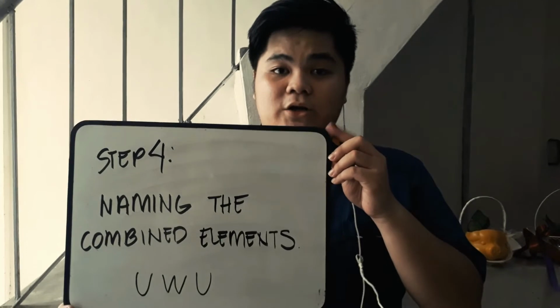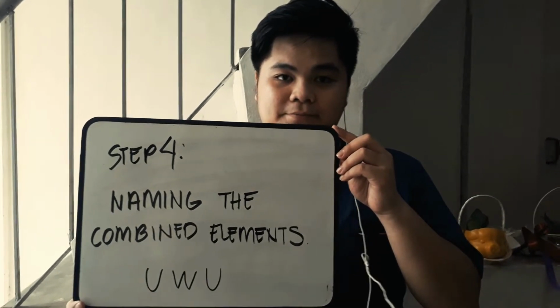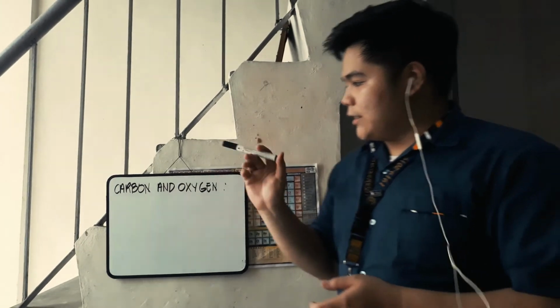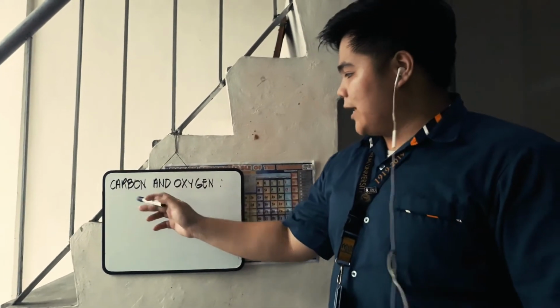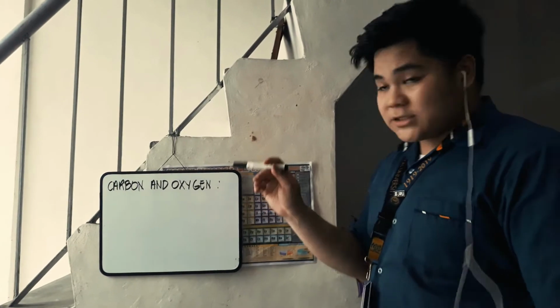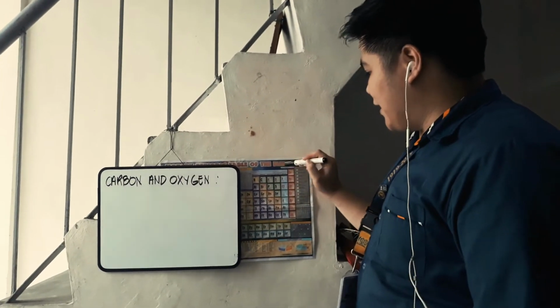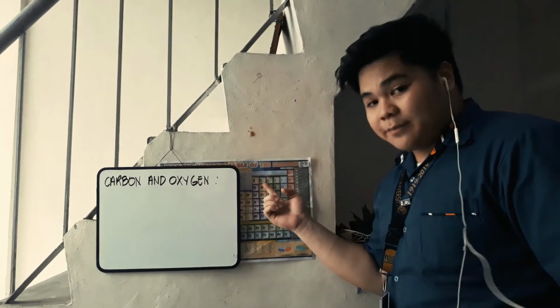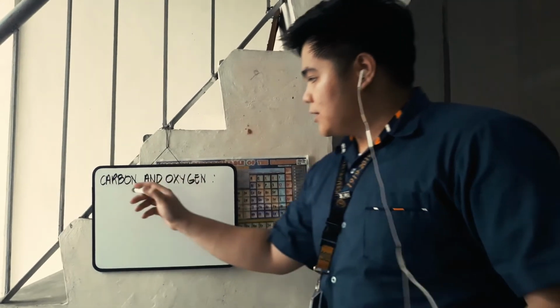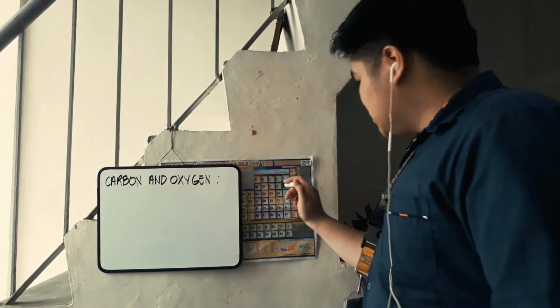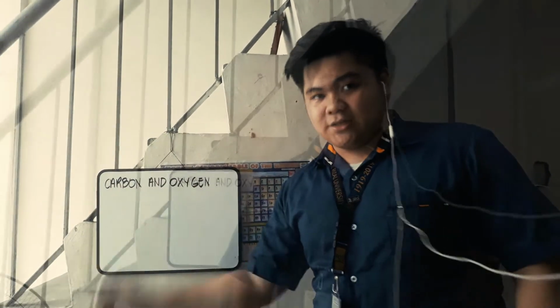In step 4, we're going to name the combined elements. So before we name the combined elements, we will identify which element is the nearest to the left side of the table. So in our case, we will combine carbon and oxygen elements. So first, we will look at the table of elements, and here's the carbon. So carbon is the nearest in the left side. So the carbon should be written first before the oxygen, because oxygen is the farthest from the left side.